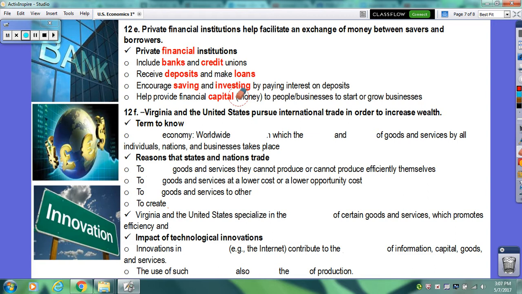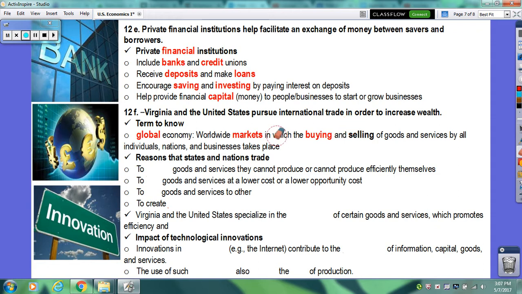Last couple points here. Virginia and the United States pursue international trade in order to increase wealth. So in the global economy, worldwide markets are what we're interested in. And in the worldwide markets, we have the buying and selling of goods and services by individuals, nations, and businesses. They're going to take place. So here in Virginia, we have a lot of government contractors that deal with international clients. So that would be an example of how Virginia would be connected with other foreign countries and markets.